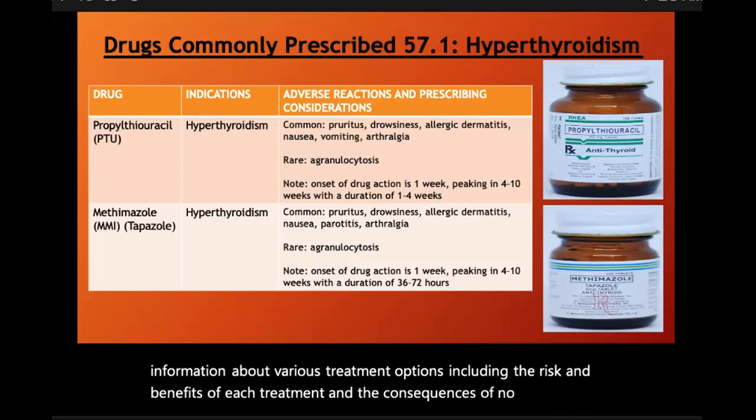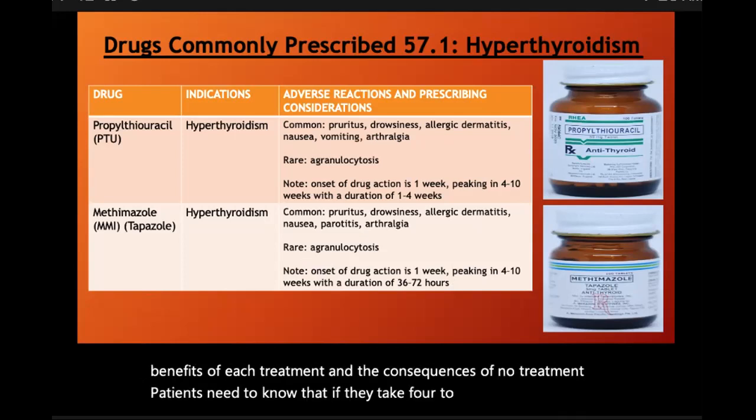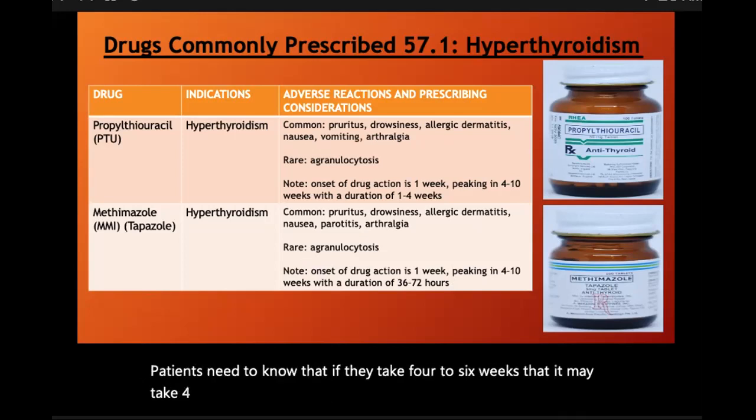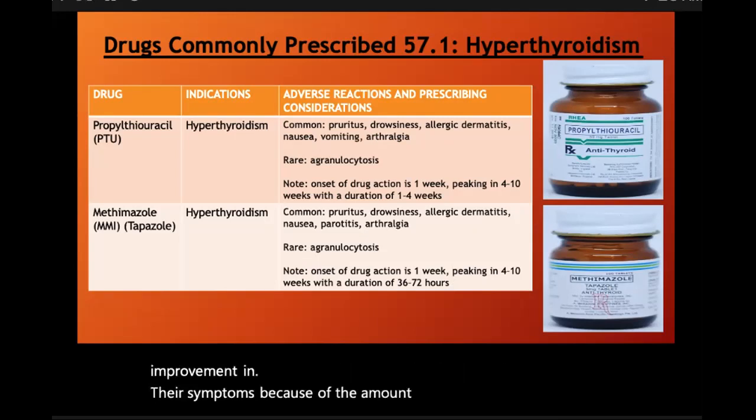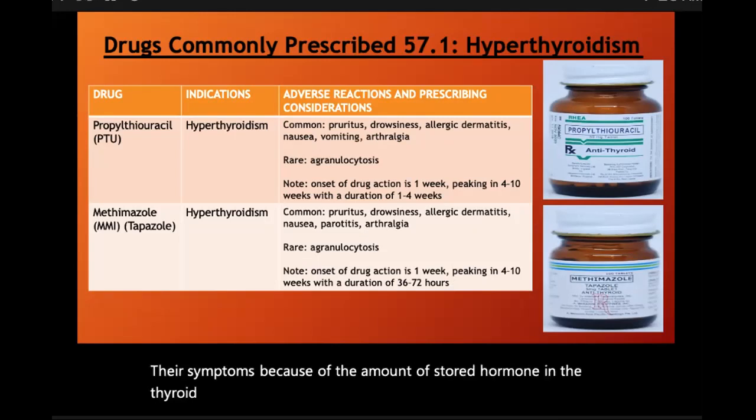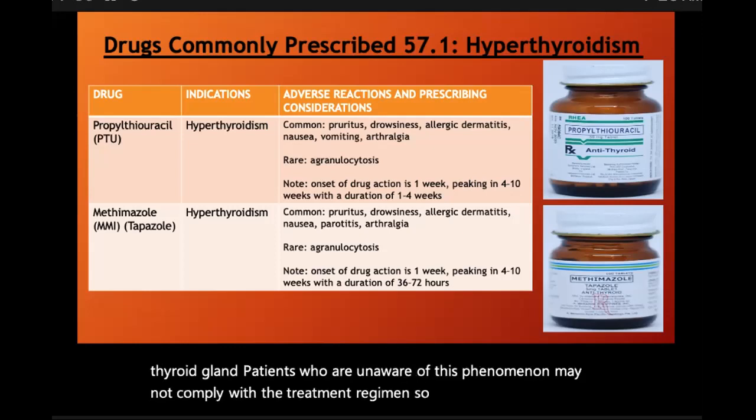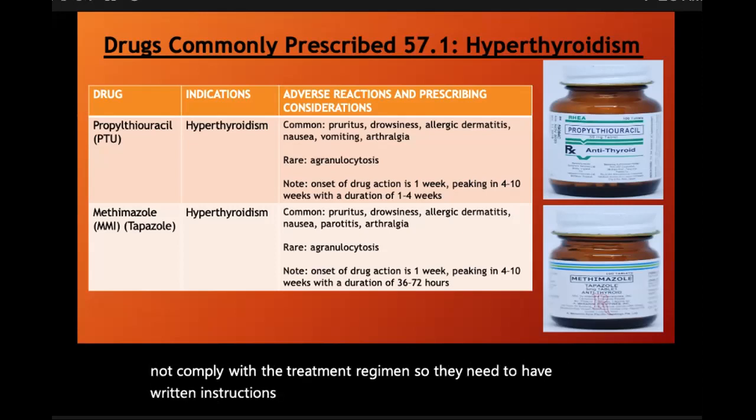Patients need to know that it may take 4 to 6 weeks after starting medication to notice an improvement in their symptoms because of the amount of stored hormone in the thyroid gland. Patients who are unaware of this phenomenon may not comply with the treatment regimen, so they need to have written instructions to monitor for signs and symptoms of a thyroid storm, as well as hypothyroidism once treatment is initiated.